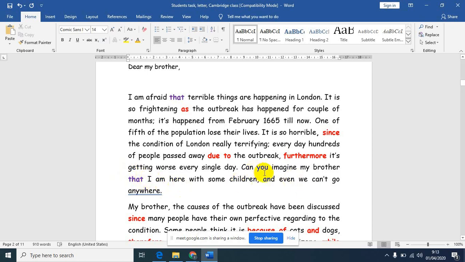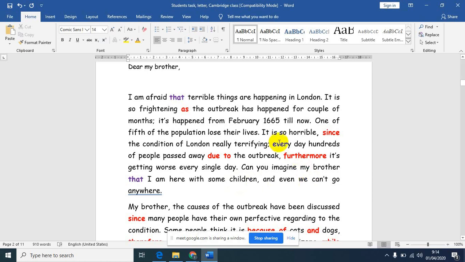Why? This is more understandable. So I can write like this: can you imagine, my brother, about it? So I change it into "I'm here with some children, and even we can't go anywhere." So there is a sentence or two sentences to explain more about "Can you imagine, my brother?" to talk to the brother. Complex sentences and connectives or linking devices make your writing better.